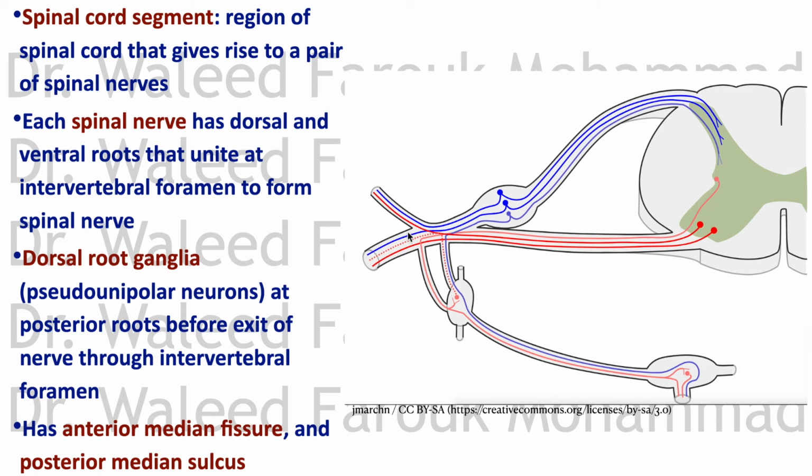Don't forget these facts. The spinal cord itself has an anterior median fissure and a posterior median sulcus. The fissure is deeper than the sulcus.